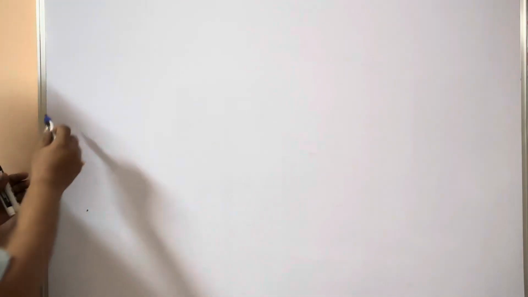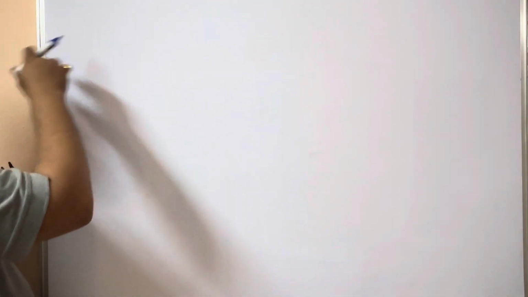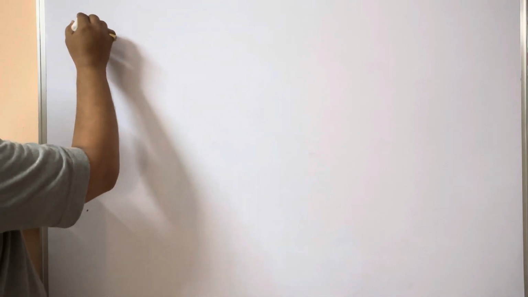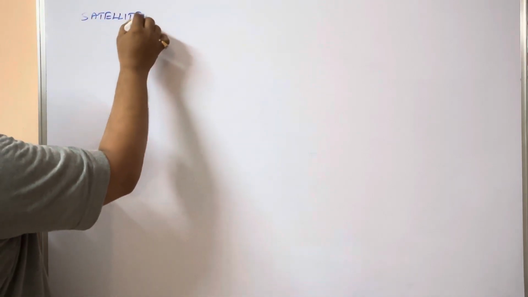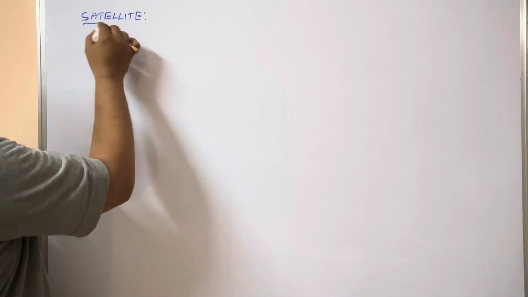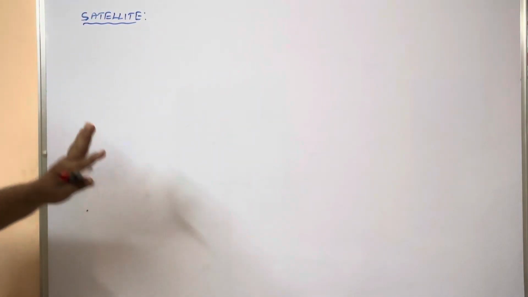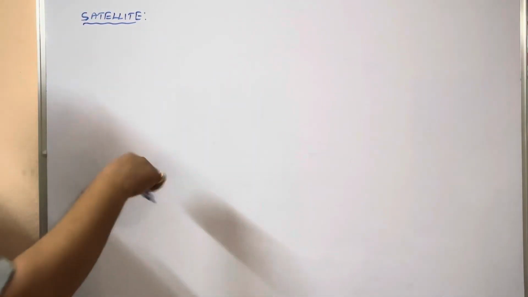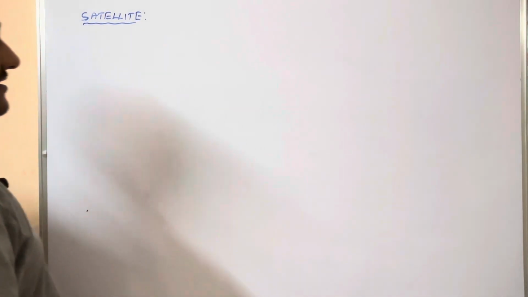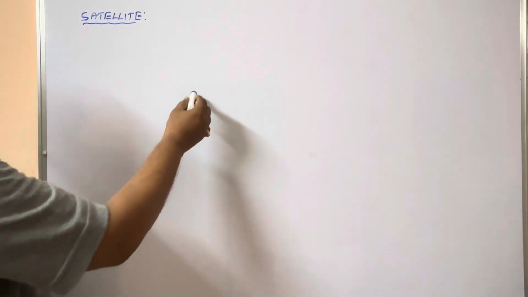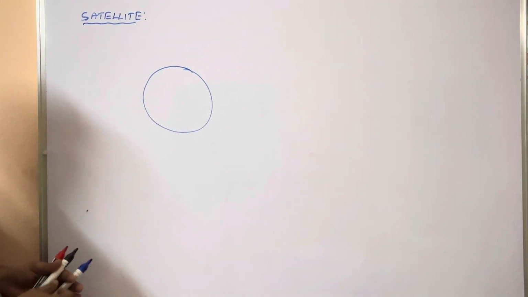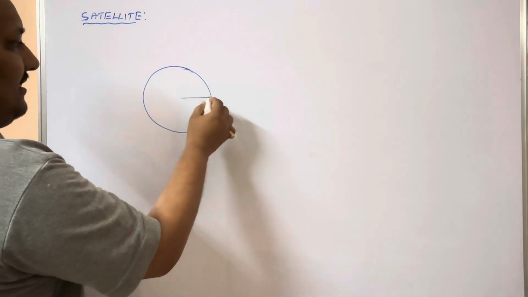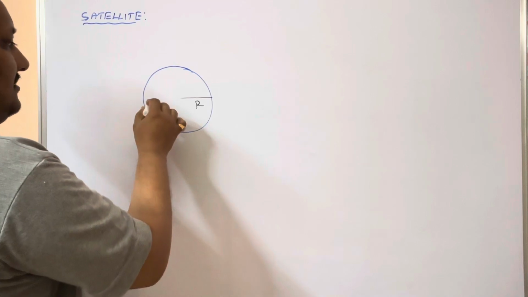In this class, we will discuss satellite and orbital velocity. So, what is meant by satellite? Any object which is revolving around the Earth is called a satellite. The natural satellite of the Earth is the Moon. Moon is revolving around the Earth.